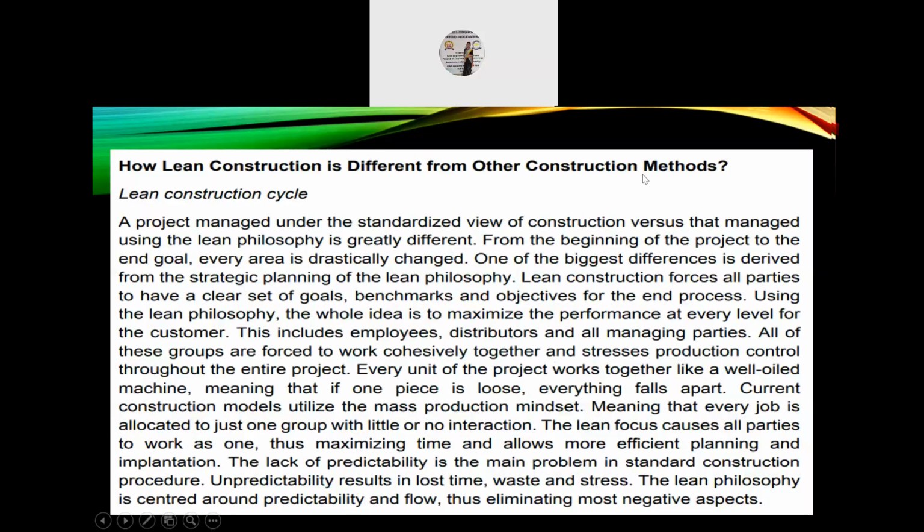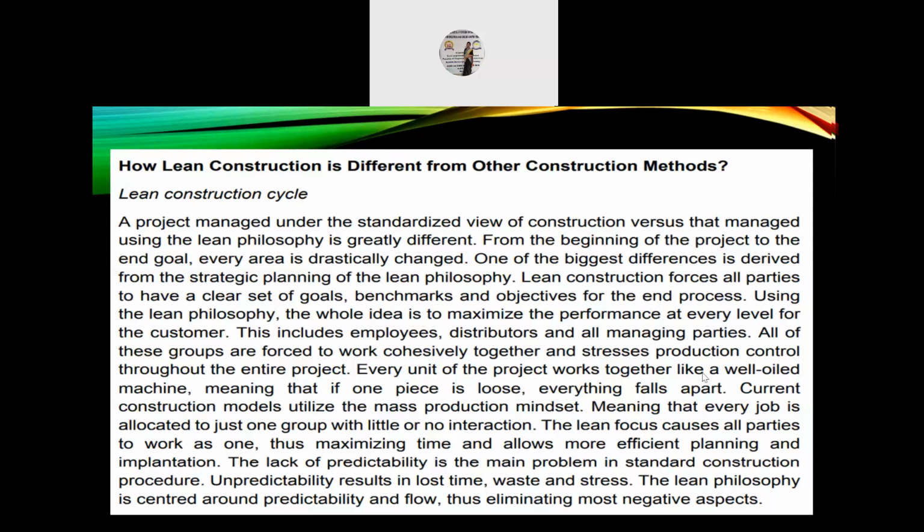So, how is lean construction different from other construction methods? Lean construction cycle. A project managed under the standardized view of construction versus one managed using the lean philosophy is greatly different. So from the beginning of the project to the end goal, every area is drastically changed. One of the biggest differences is derived from the strategic planning of the lean philosophy. Lean construction forces all parties to have a clear set of goals, benchmarks, and objectives for the end process.